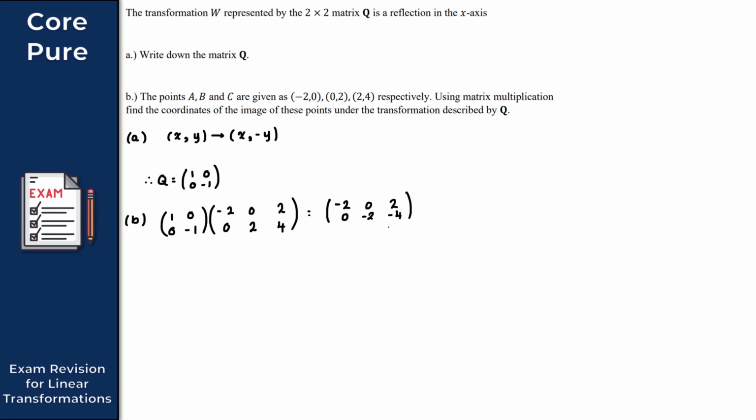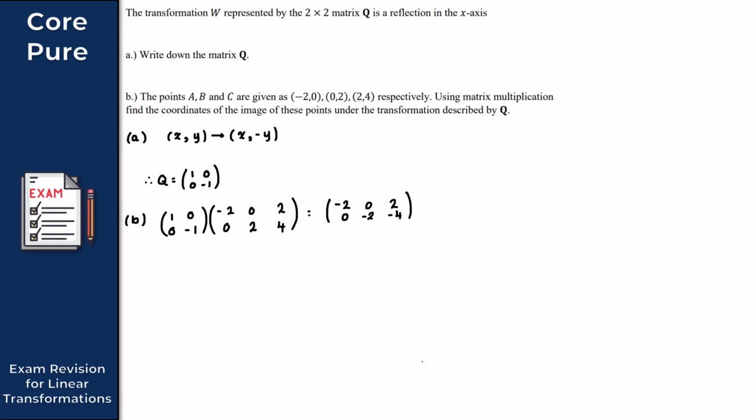Now, you're probably looking at this and thinking, well, that all seems quite obvious given that minus 2, 0 maps to minus 2, 0. 0, 2 maps to 0, minus 2. And then 2, 4 maps to 2, minus 4. Surely that should just be the case, right? And yes, that is true, but obviously we do need to show this by using matrix multiplication as the question asks for, right?